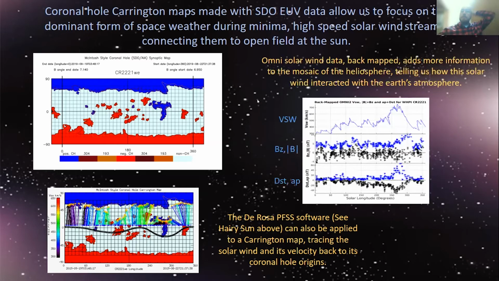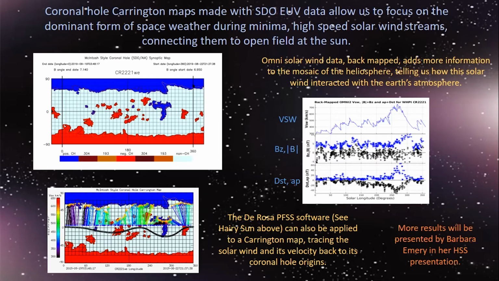OMNI solar wind data mapped back adds more information to the mosaic of the heliosphere, telling us how this solar wind interacted with the Earth's atmosphere. And you can see these peaks here in this map back line up with the large low latitude coronal hole here, although there is fluctuation throughout that returns again to the low latitude. More results like this will be presented by Barbara Emery in her HSS presentation and also by me in my poster on Thursday. 1 minute.